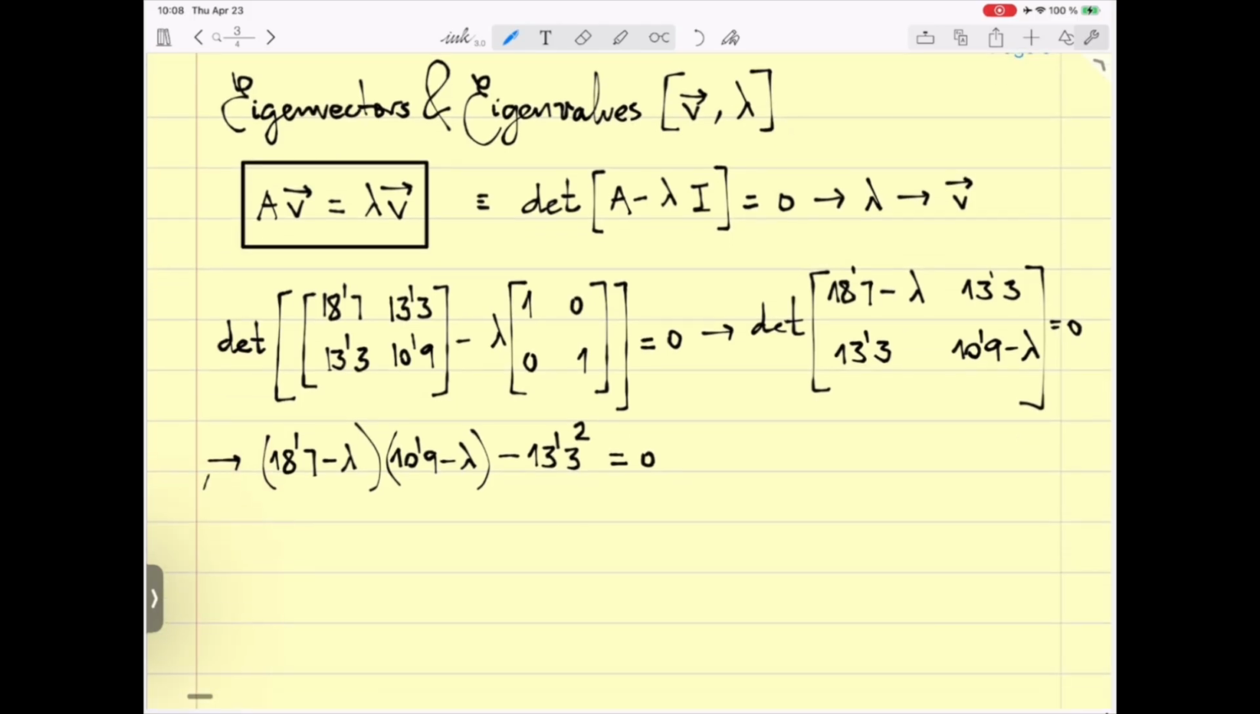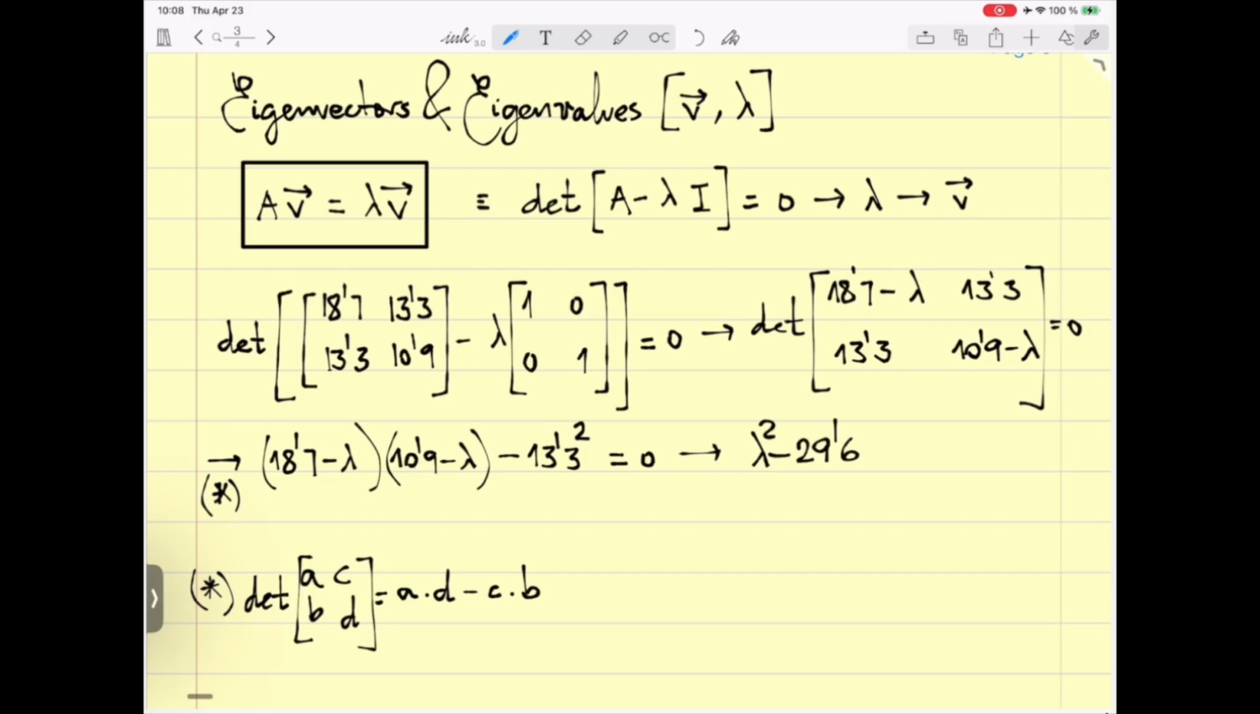Just a note for you, for those of you that don't remember how to calculate a determinant. If this is the determinant, then this is A times D minus C times B. Okay, so this is going to yield lambda square minus 29.6 lambda plus 26.2 equals 0.